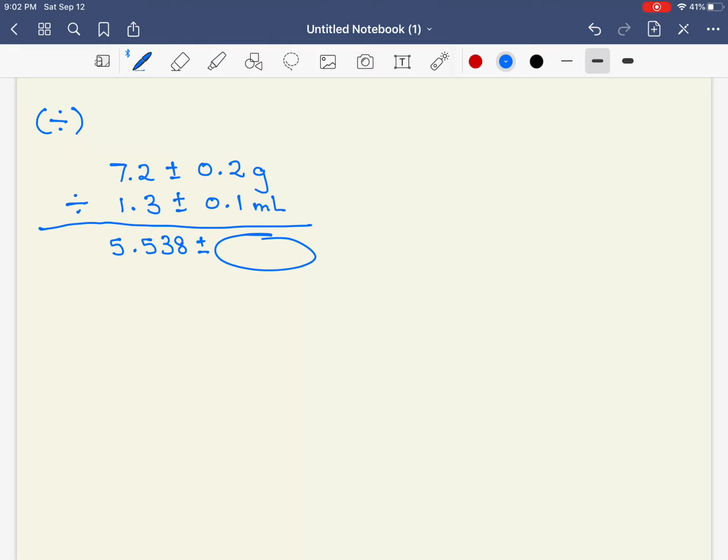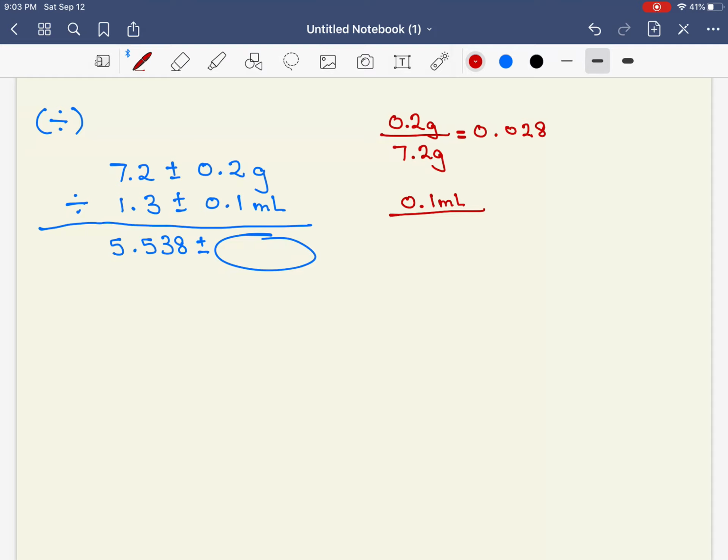So let's go through the steps. We won't take the extra step. We'll just add the relative uncertainty without changing into percentage, because I just want to show you what percentage uncertainty is. Let's take my red pen. Let's take 0.2 grams and divide that by 7.2 grams. 0.2 divided by 7.2 is 0.028. I'm not going to multiply this by 100 because I'm really not into doing more work.